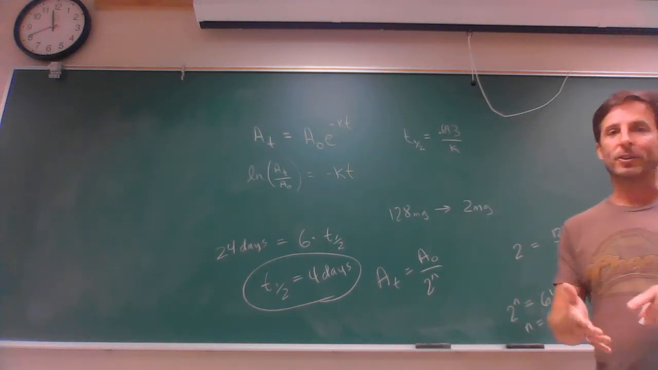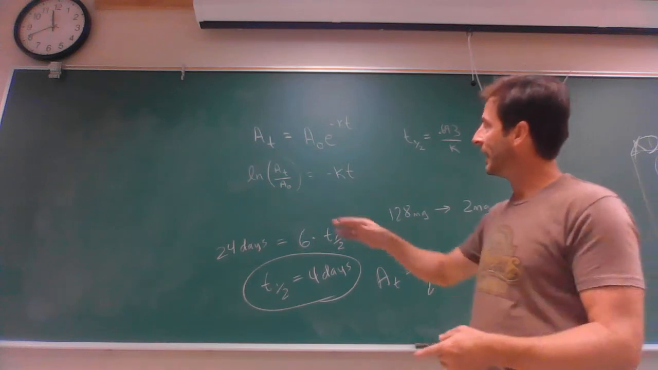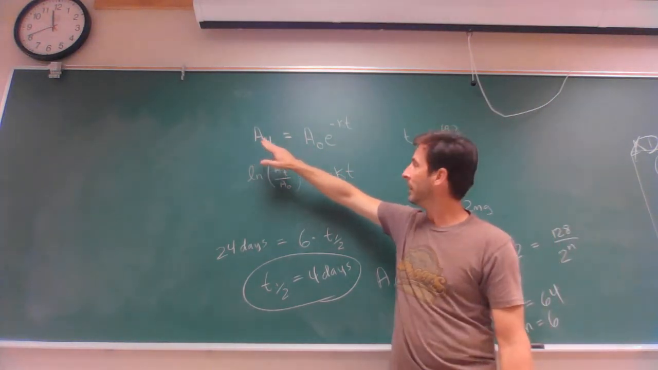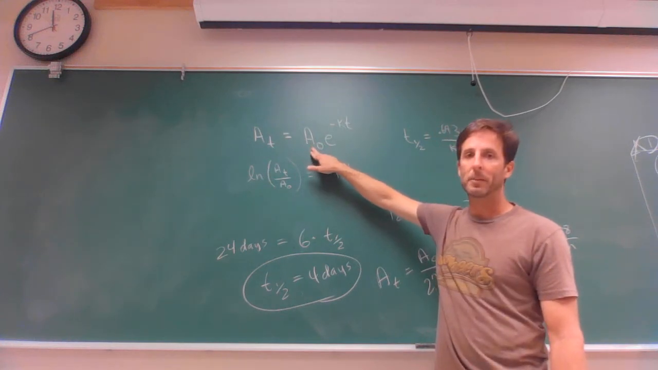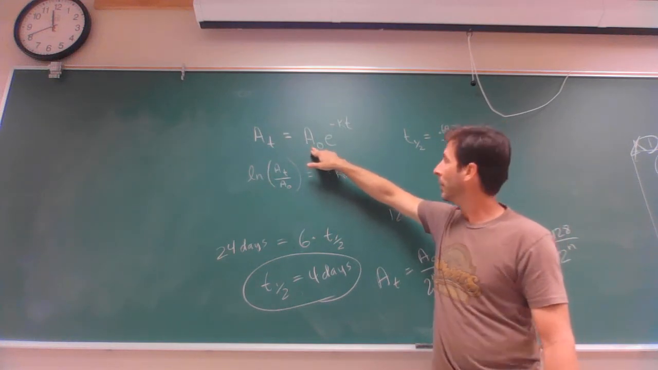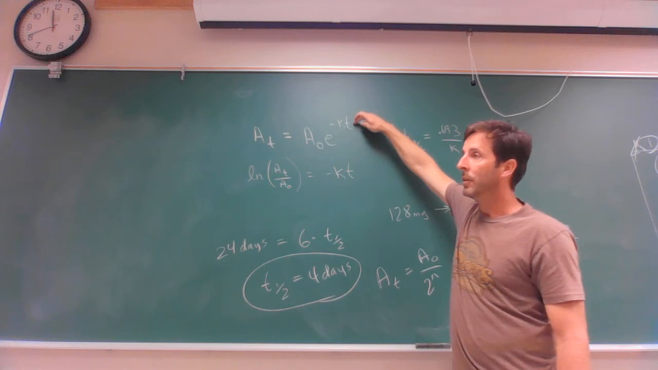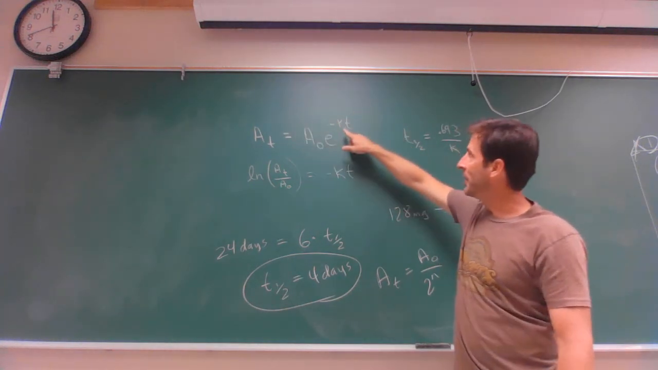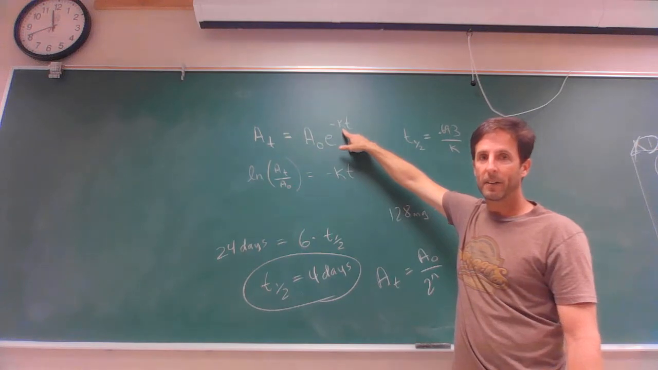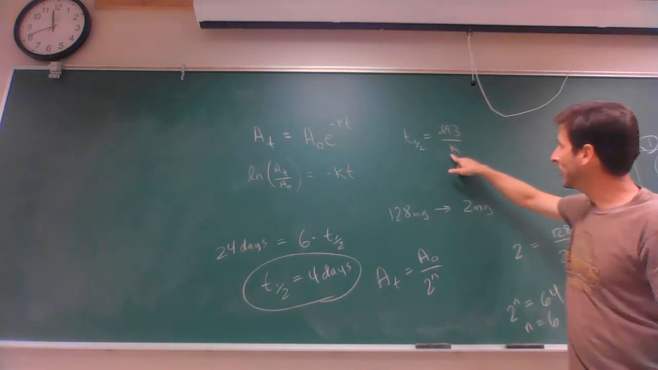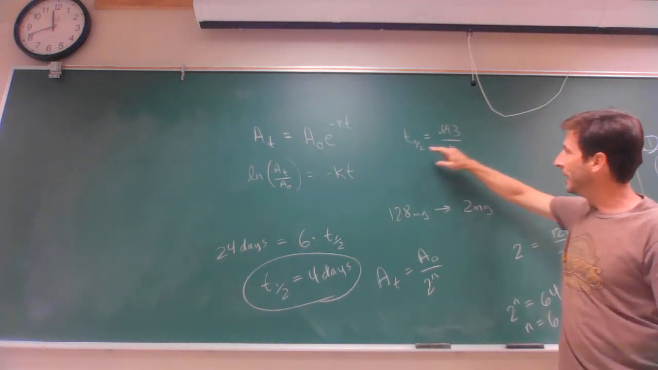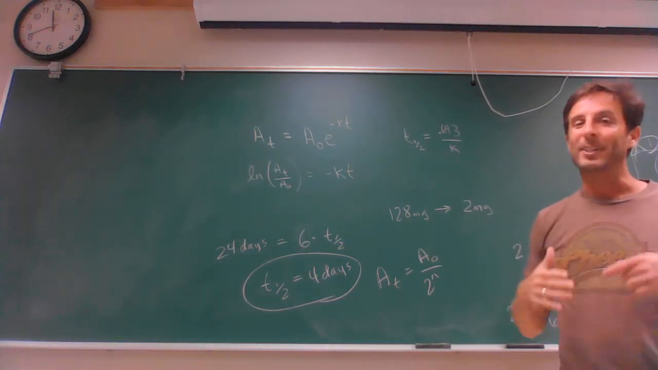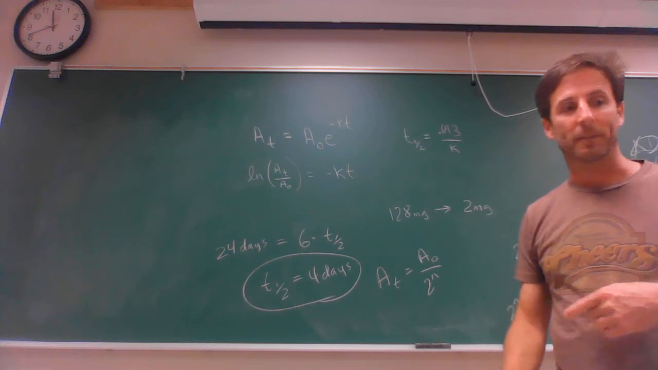You could also have just plugged in up here 2 milligrams for AT, 128 milligrams for A0. The total time is 24 days. If you set all that up and solve for K, then you can plug in the K in this equation, 0.693 over K equals the half-life. That's an alternative way to solve the problem. You should get the same answer once again.